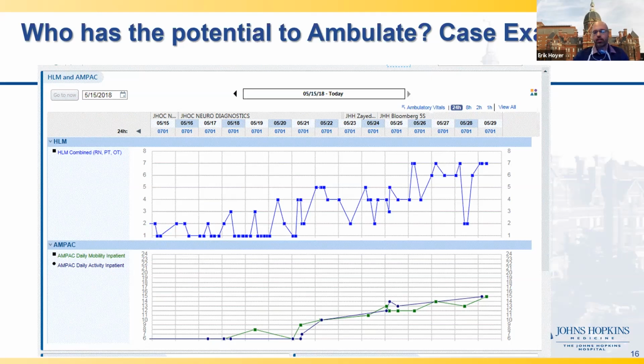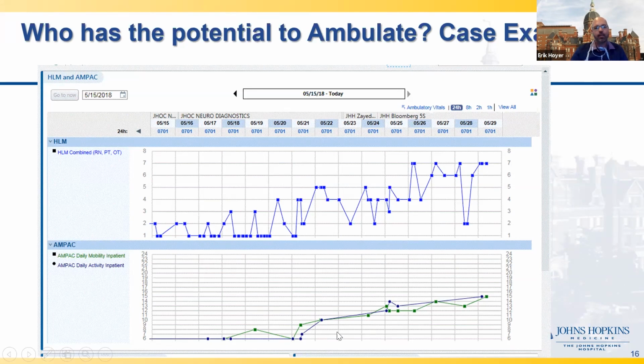This was a patient that I did a consult on to determine whether this patient should be going to inpatient rehabilitation. And what you can see is that this patient had a lot of impairments initially. So their AMPAC scores were really at the floor, a 6 at the lowest level, and their mobility scores were averaging between 1 and 2. So really low level bed mobility.